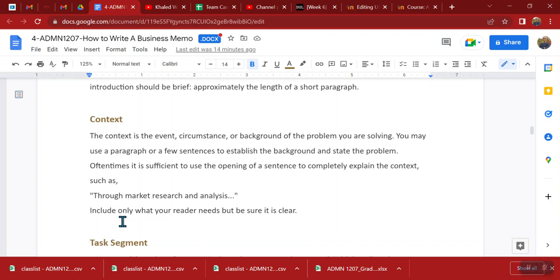So you need to know how the readers will understand the meaning of the memo. So you need here in the context to write your role, exactly what you have done. So you might really write here through market research and analysis. So it's very clear. You jump very quickly to the situation where you explain what you did here, right?